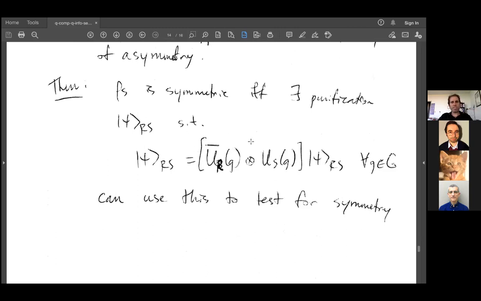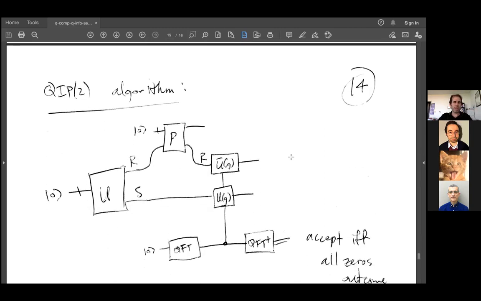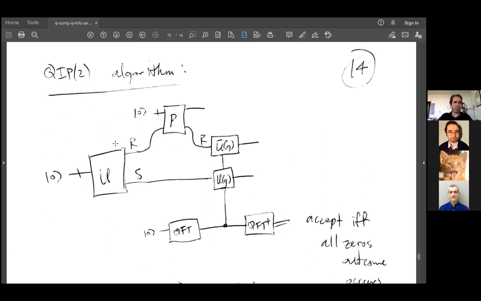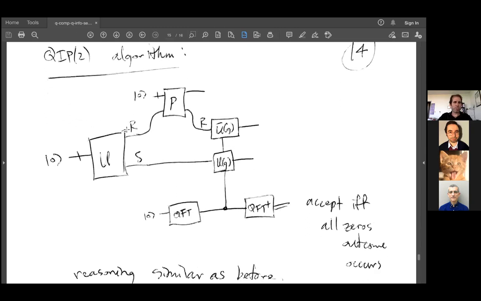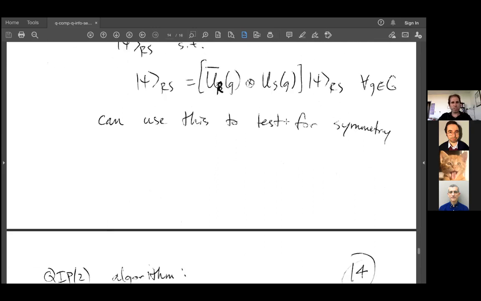This is something we can test on a quantum computer, right? So the algorithm is very similar. The QIP2 algorithm is this: prepare the state, send the reference to the prover. If the state's symmetric, the prover should be able to take one purification to another, right? The original purification is this one that generates the state rho S after tracing over R. The other purification is one that satisfies this, if the state's symmetric.